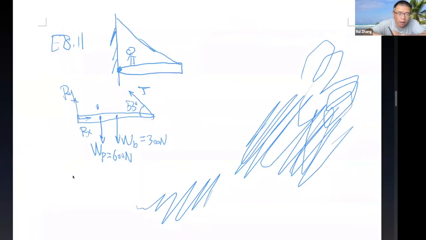So we have this. I'll just call it L, the beam length LB, to be 5 meters, and the person's distance LP to be 1.5 meters.